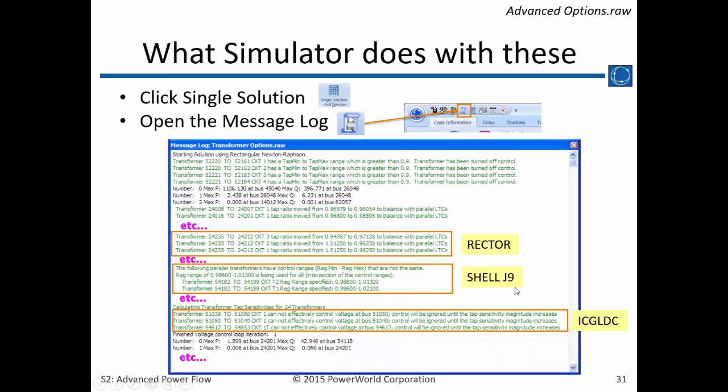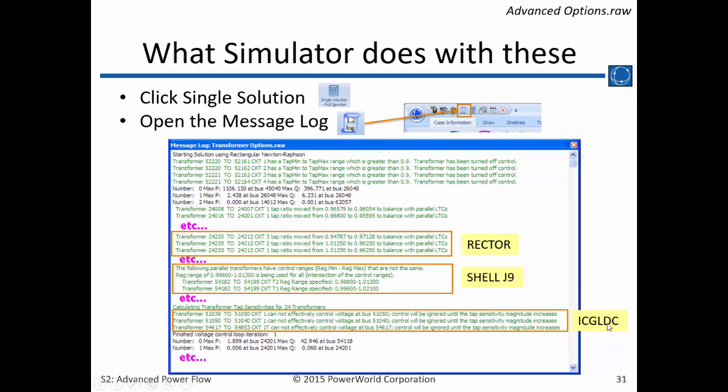So how does that translate to the log? Well, in the case of Rector with the 4 parallel transformers, it tells me that it had to adjust the tap ratio of these transformers to balance those parallel LTCs. So it has adjusted the taps to balance them. At Shell, it tells me that the following transformers have control ranges that are not the same. So it tells me what the regulation range is that's being used, and then it's the intersection of those ranges, and then what the ultimate solution of those transformers was.